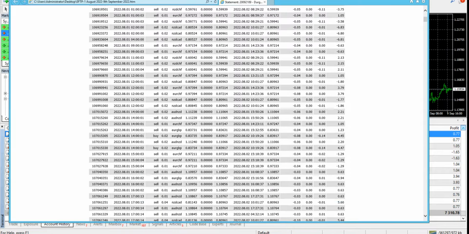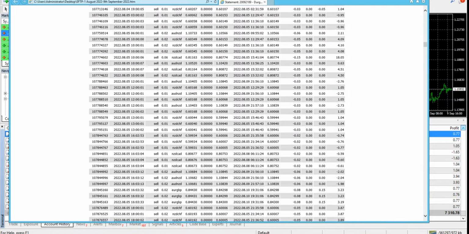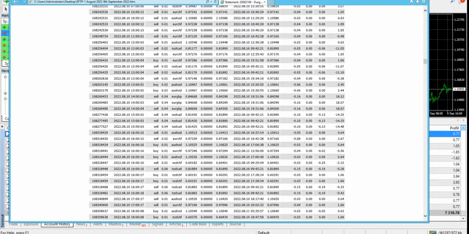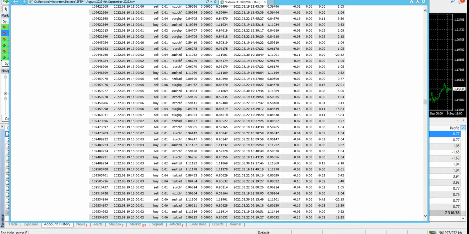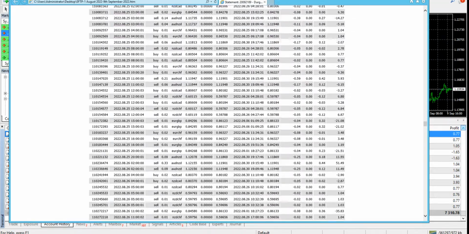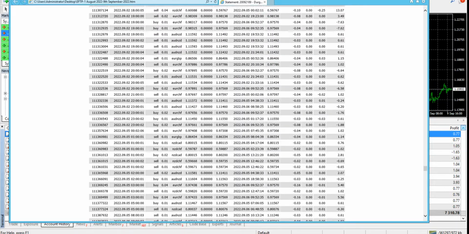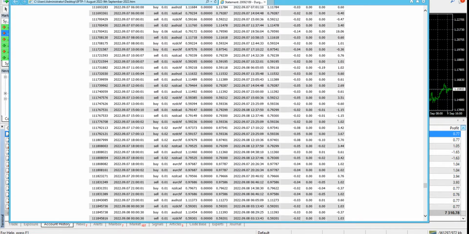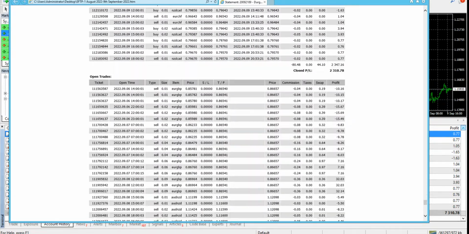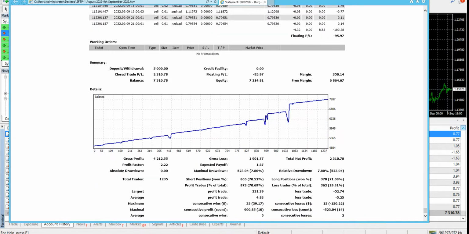So this is the same thing as what I have just shown in the account history. This is just in the form of a report. That's it, there is no other difference. So this is the 5 weeks trading history. And these are the running trades right now, and this is the graph.